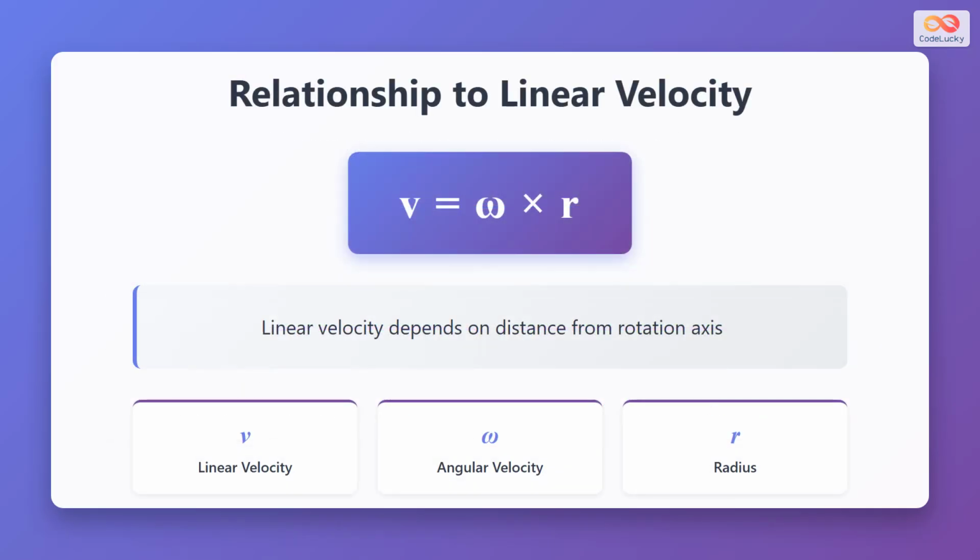Angular velocity is closely related to linear velocity through the equation v equals omega times r. Here, v is linear velocity, omega is angular velocity, and r is the radius or distance from the axis of rotation. This relationship shows that linear velocity depends on how far an object is from the rotation axis. Points farther from the center move faster in terms of linear speed, even though they have the same angular velocity.